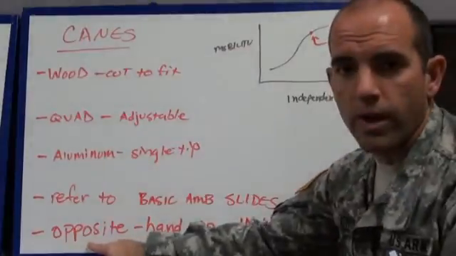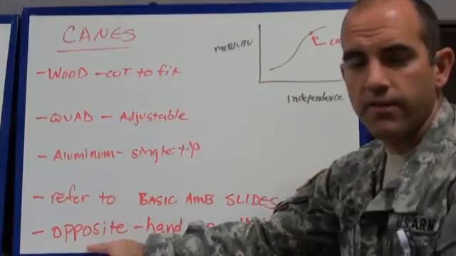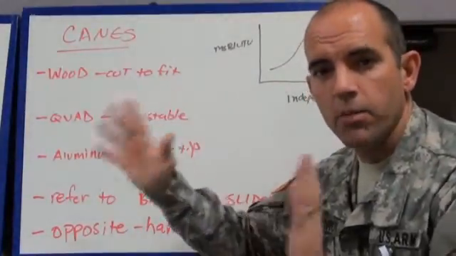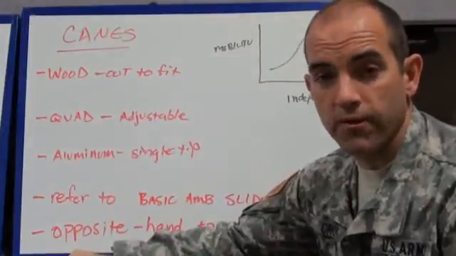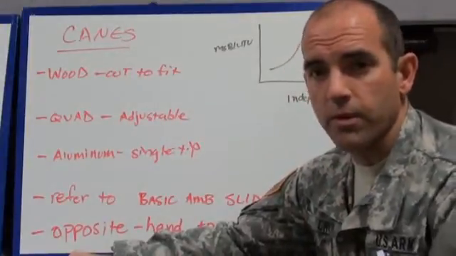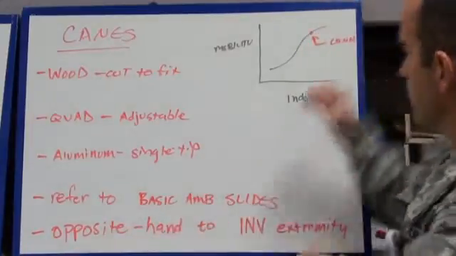Whenever you're issuing somebody a cane, if I have a left lower extremity problem, the cane is going to go in my right hand. Most patients get that mixed up. Most providers get that mixed up. It would make sense to say if I have a left-sided problem, I put the cane in my left hand, but no, we'll go into why that's a bad idea.